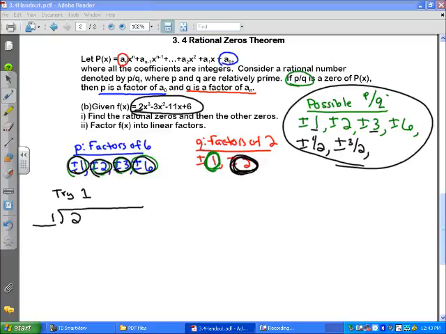I have 2, negative 3, negative 11, and 6. Now let me try to divide this. I bring the 2 down. 1 times 2 is 2. Negative 3 plus 2 gives me negative 1. 1 times negative 1 is negative 1. Negative 1 plus negative 11 gives me negative 12. 1 times negative 12 gives me negative 12. So I end up with a negative 6 here. Since I don't have a 0 here, that means 1 is not a zero.